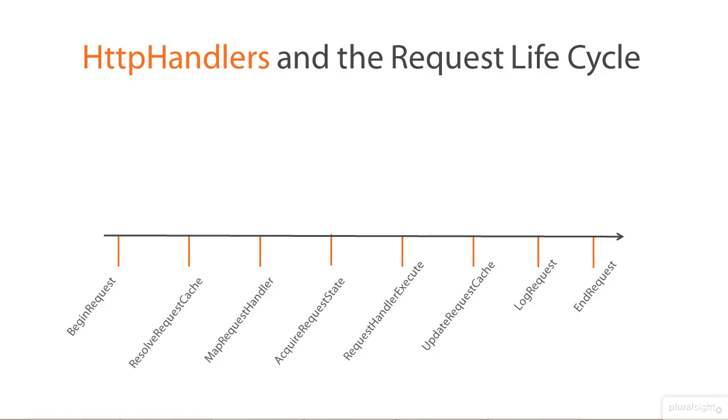The nature of HTTP handlers requires that only one can execute per request. You might reassign the current handler over the life of a request, but in the end only one will execute.